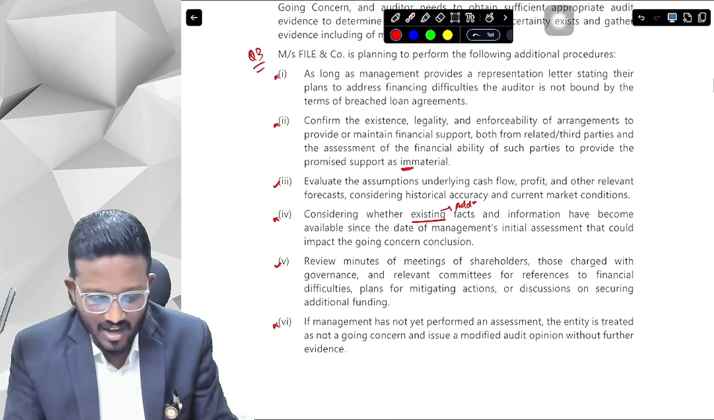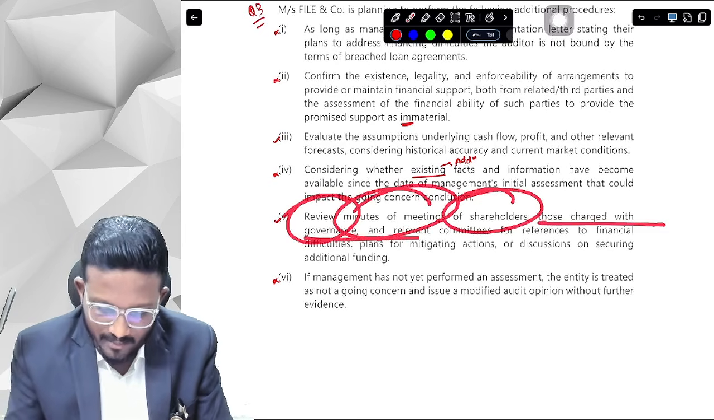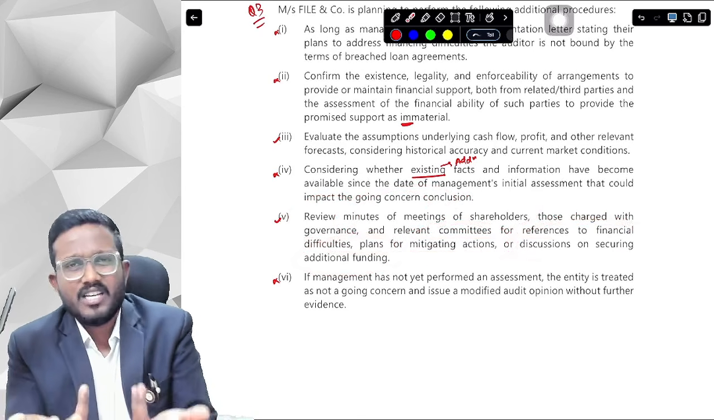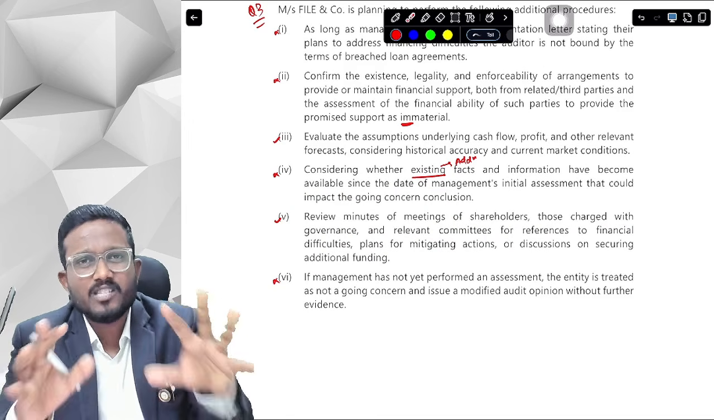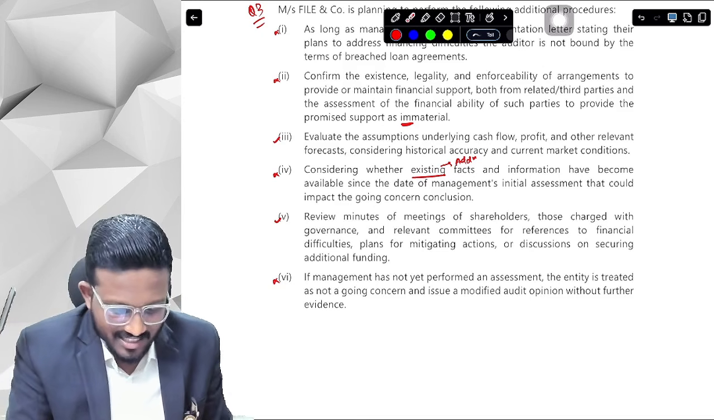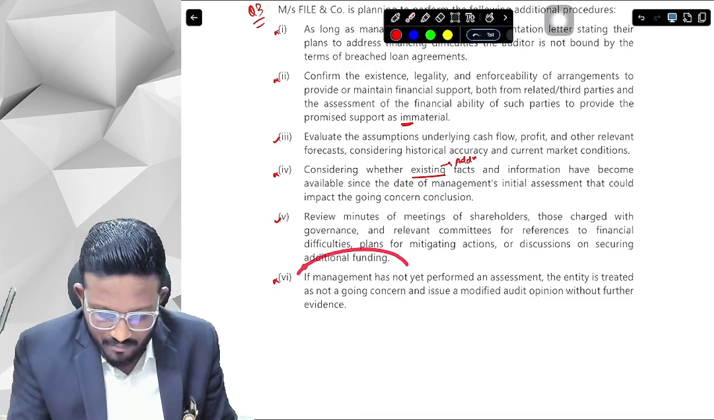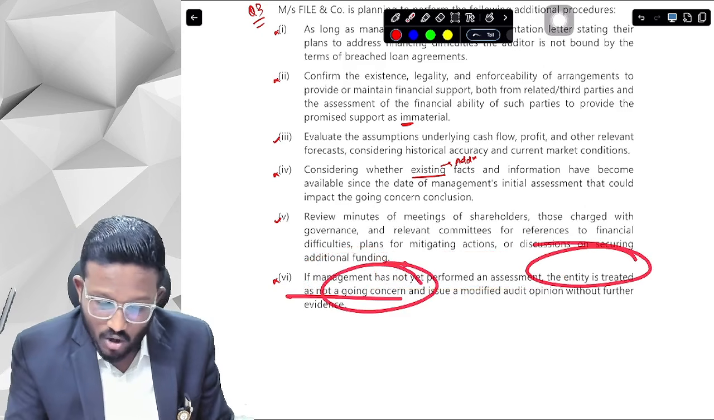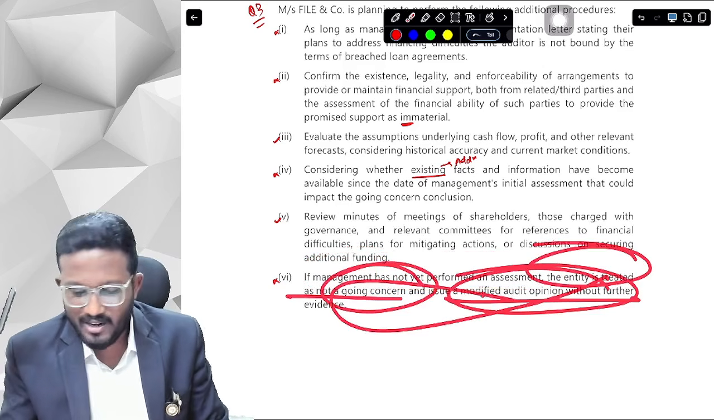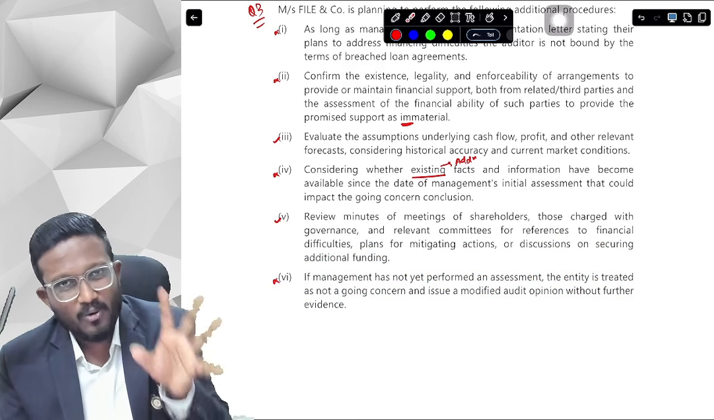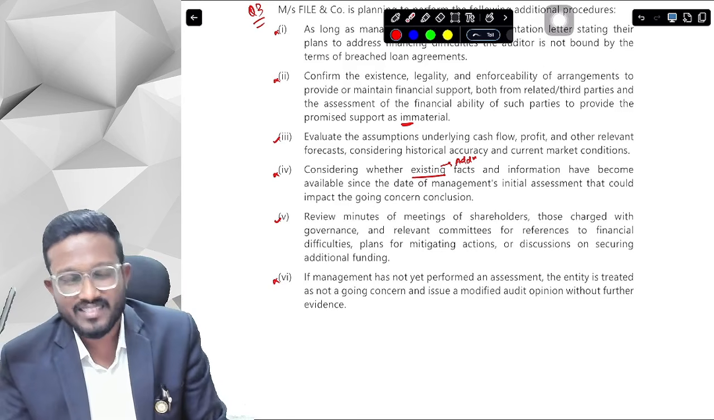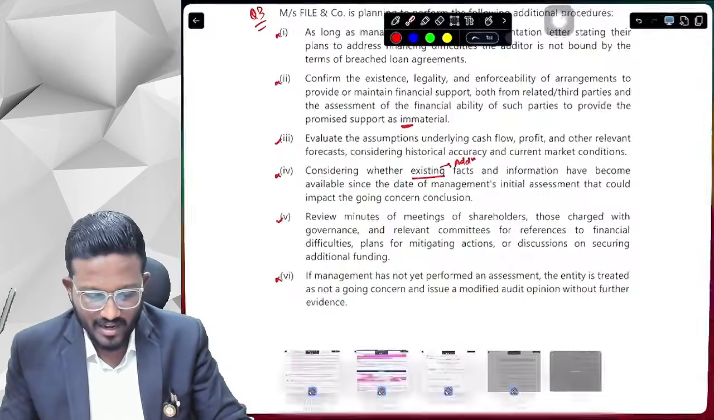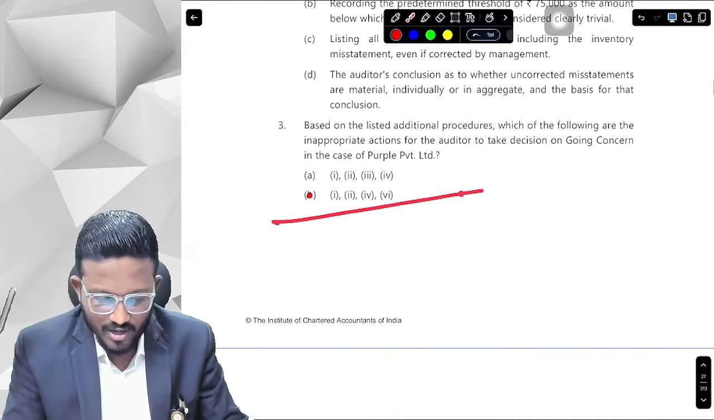Okay, yes, sir. Next is, what, sir? We need to review the minutes of meetings of shareholders, TCWG, and relevant committees, plans for mitigating actions or discussion on securing additional funding. Obviously, we can review that so that we know whether they have any plans for mitigating the going concern assessment or not. Okay, yes, sir, this is correct. And lastly, if management has not yet performed the assessment, the entity will be treated as not a going concern, and we should issue a modified audit opinion. No, sir, this is not done. If management has not yet performed the going concern assessment, we need to ask the management to perform the going concern assessment. So this is also wrong. So 1, 2, 4, and 6. Four procedures are wrong over here. See over here, four procedures are wrong. 1, 2, 4, 6. Perfect.